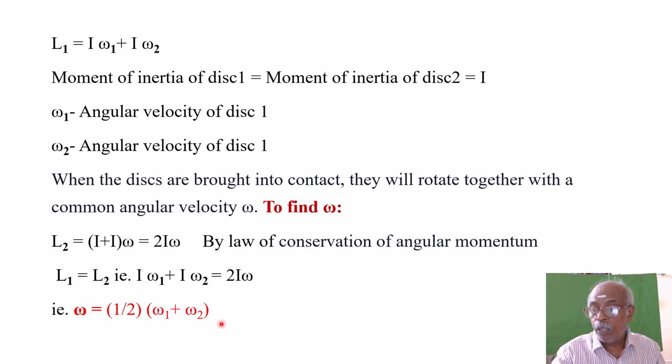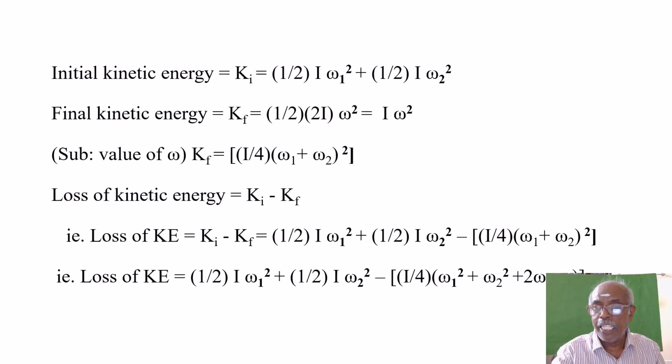Now, what I have to find is the difference in kinetic energy, or change in kinetic energy. What is the formula for kinetic energy of rotation? Initial kinetic energy Ki is equal to half I omega 1 square plus half I omega 2 square. Kinetic energy for the first disk, kinetic energy for the second disk. Okay. Then what is the final kinetic energy?